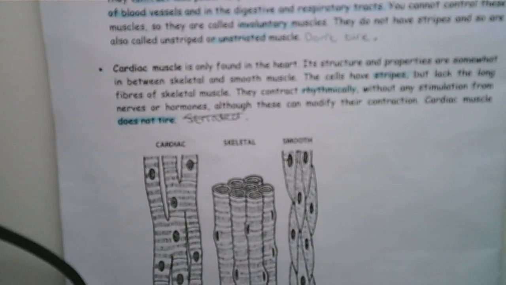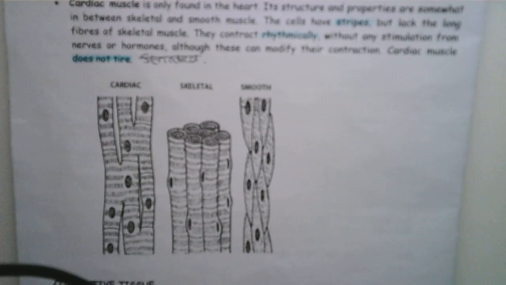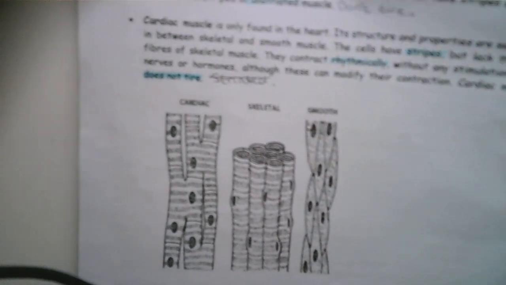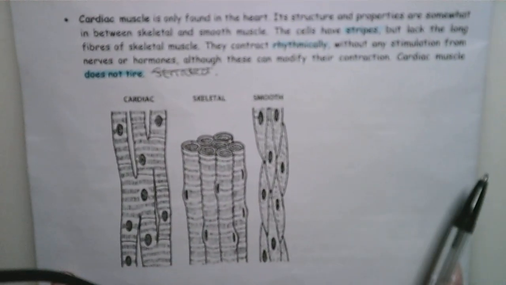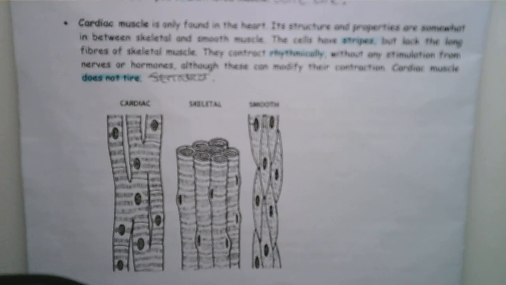Cardiac muscle is only found in the heart. Its structure and properties are somewhat in between skeletal and smooth muscle. The cells do have stripes, as you can see, but lack the long fibers of skeletal muscle and smooth muscle. They contract rhythmically without any stimulation from nerves or hormones, although these can modify their contraction. Cardiac muscle does not tire.